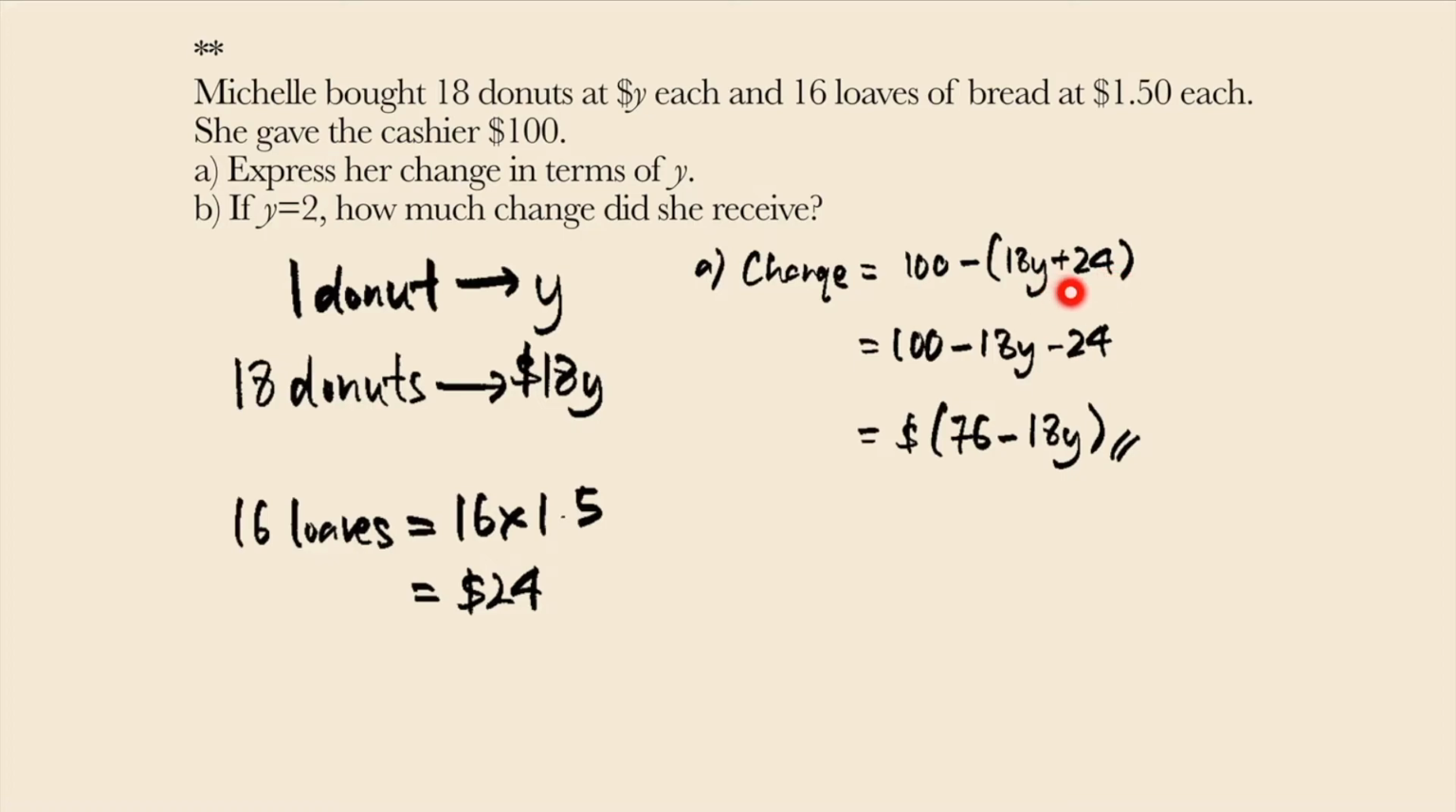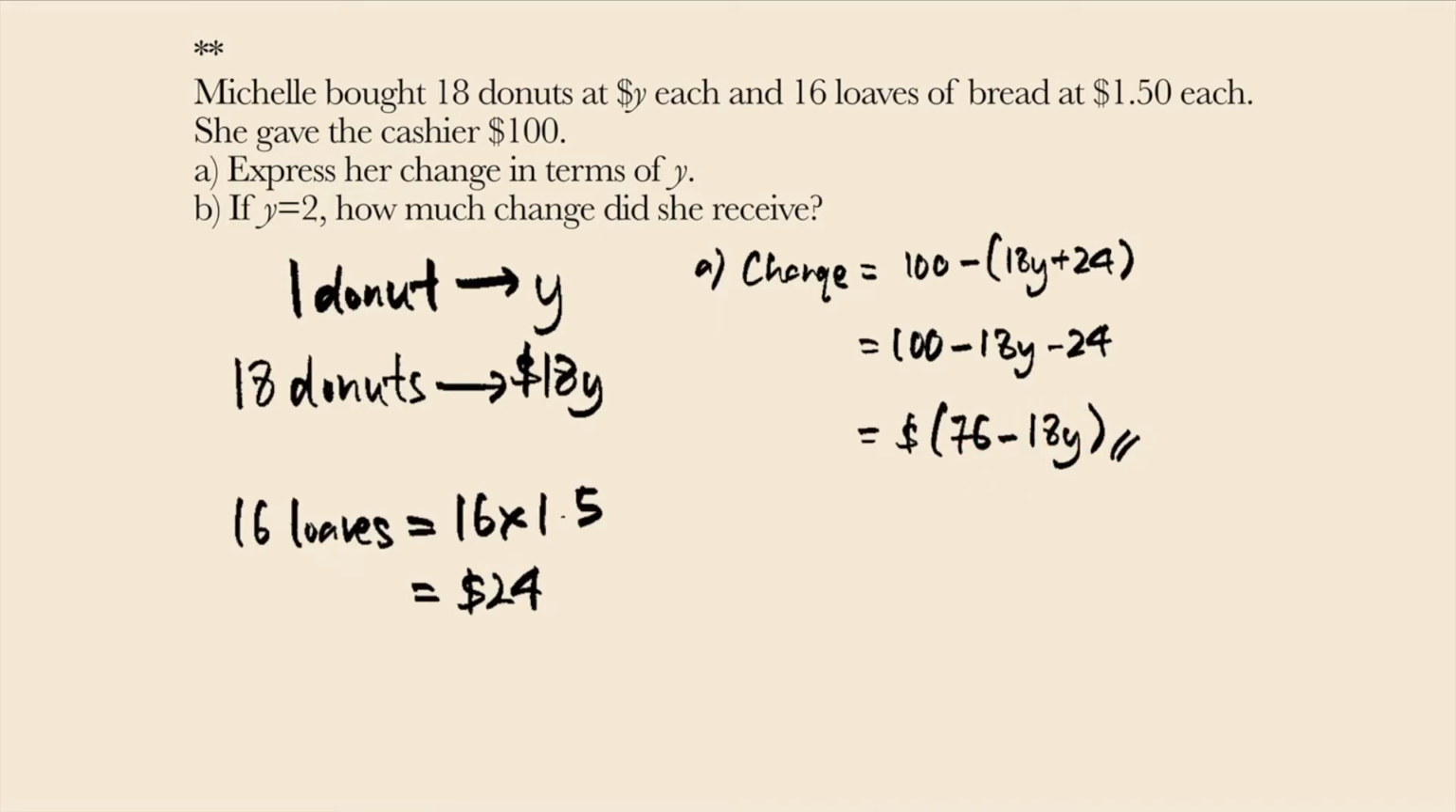From here, make sure you see this plus 24 here. It's going to be 100 minus 18Y minus 24. Do not write plus down here. And if you simplify the real numbers, it is positive 76 minus 18Y dollars. So this looks like a slightly weird format, right? With the unknown being negative and the positive number is the real number here. I know we are used to seeing like Y plus 76, sure, but this is correct.